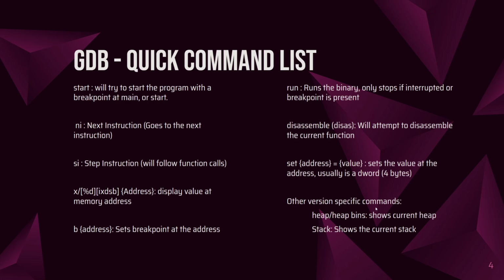And then other version-specific commands, there's a bunch of them, but here's just some examples: heap and then heap bins. Heap is Pwndebug, heap bins is Jeff. In the past I've had better luck with heap in Pwndebug. But recently, Jeff has actually been really great with the heap, and I think it's actually better than Pwndebug now. So I prefer Jeff for heap stuff.